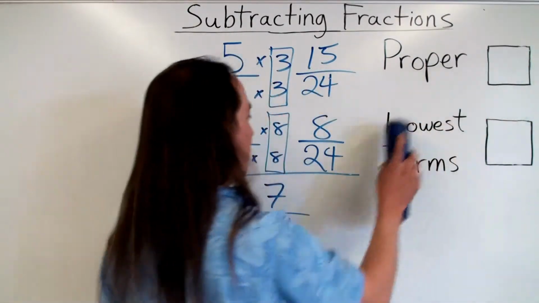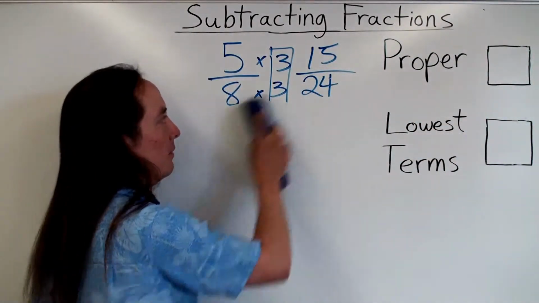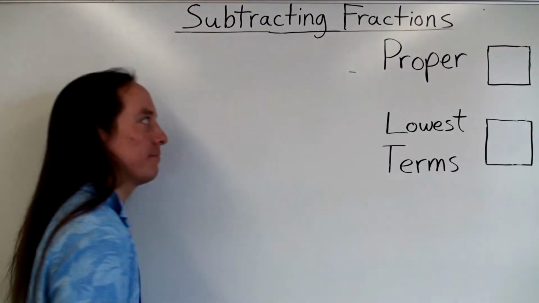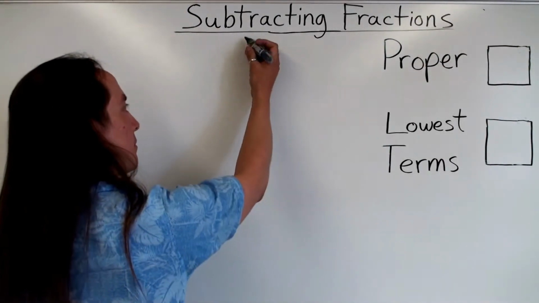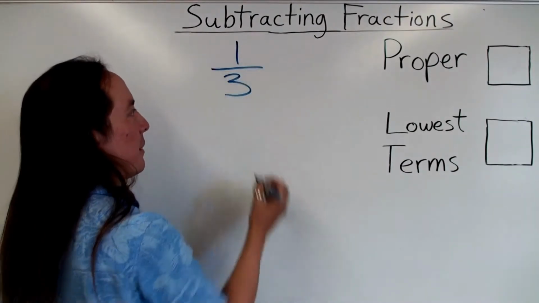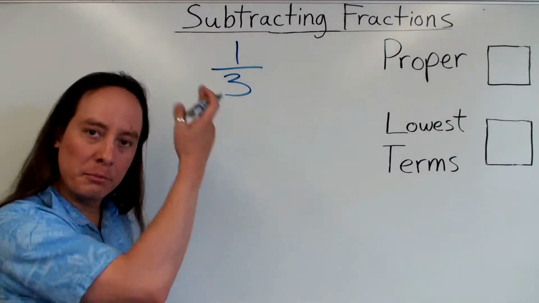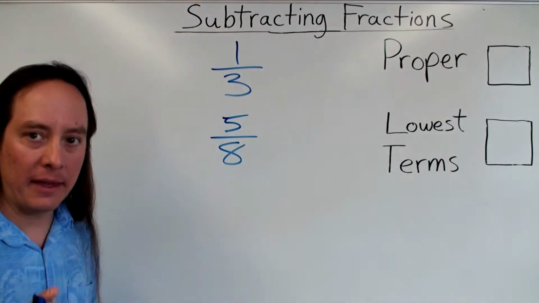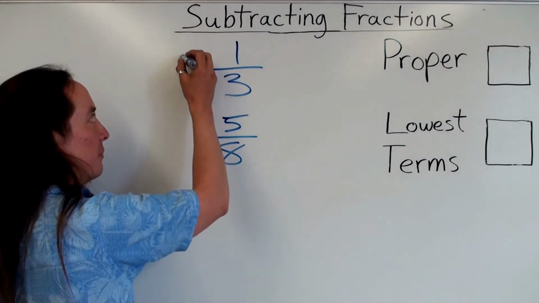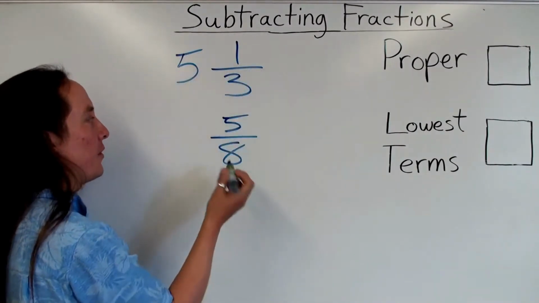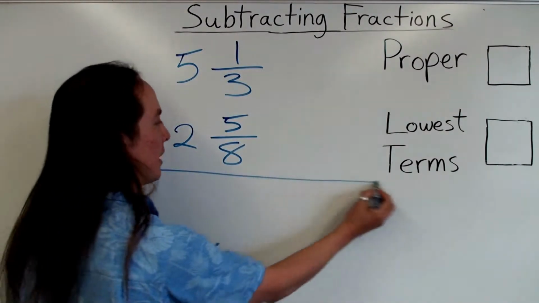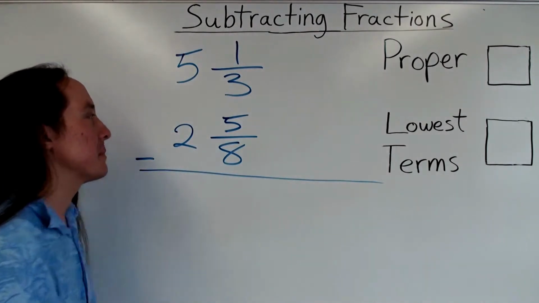24 was the common denominator. So last time I had the 1/3 on the bottom. Now I'm just putting it to the top, and I'm going to put the 5/8 on the bottom. On top of that, I'm going to add a couple of whole numbers. This is going to be 5 and 1/3, and this one will be, let's say, 2 and 5/8. And let's try to subtract them.